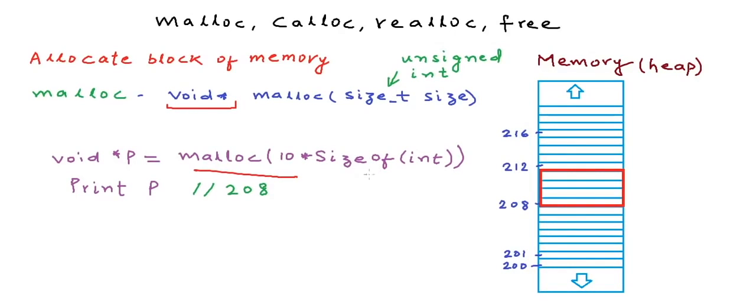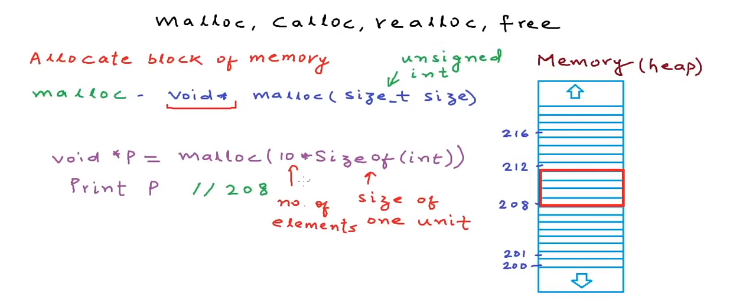Integer is a primitive data type. Sometimes you may know that sizeof integer is 4 bytes, so I can write something like 10 into 4 here, but it's not a good practice to do so. Size of a variable depends upon the compiler, and we would also be using malloc to allocate memory for complex data types. So we must use malloc like this. Total number of bytes should be written as number of elements into size of 1 unit of the data.